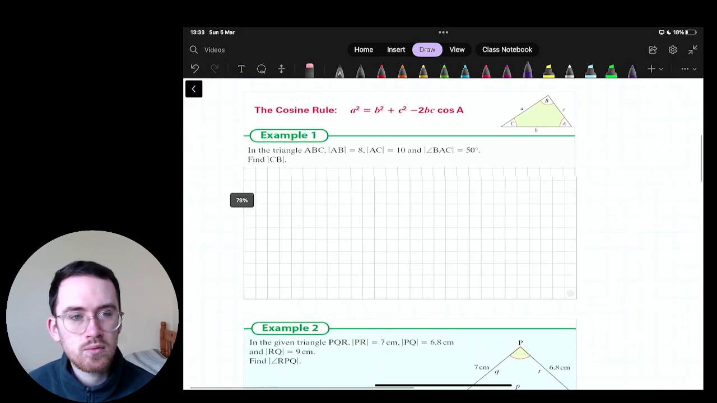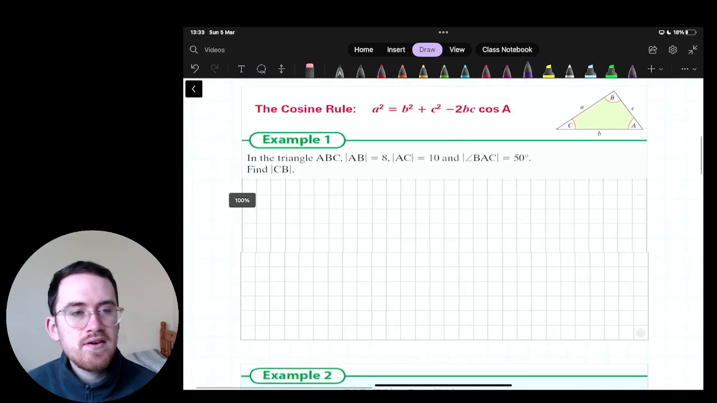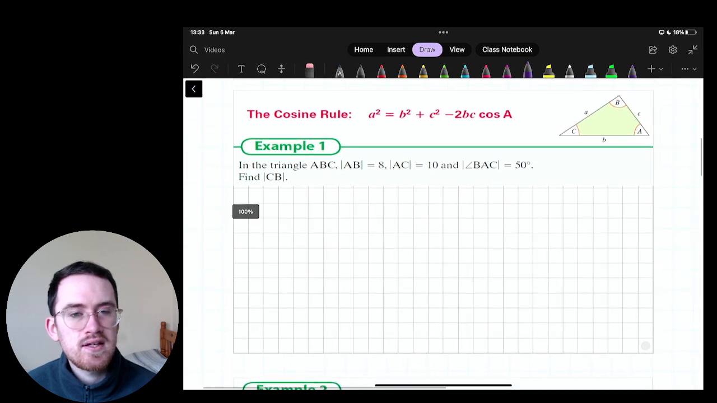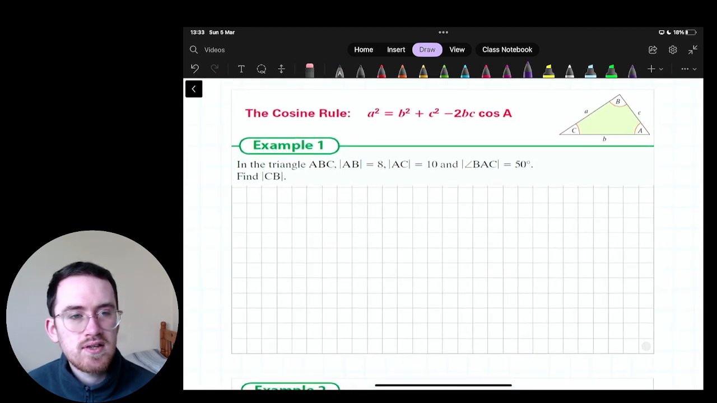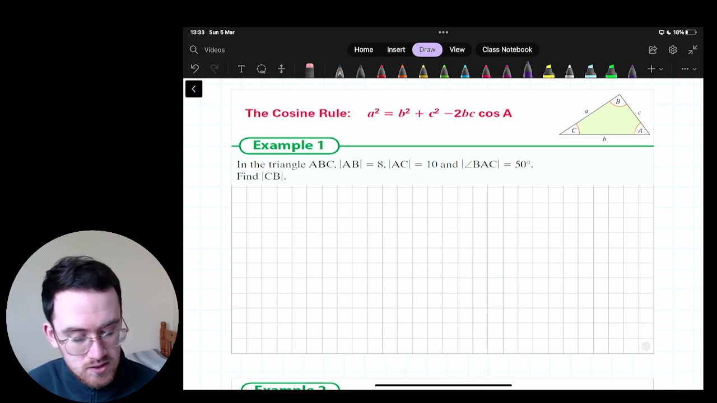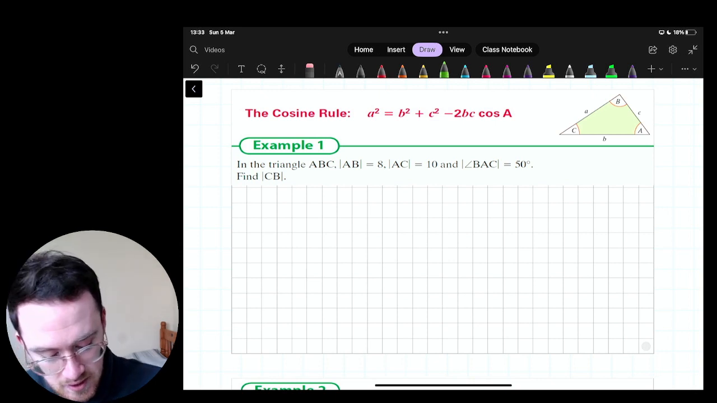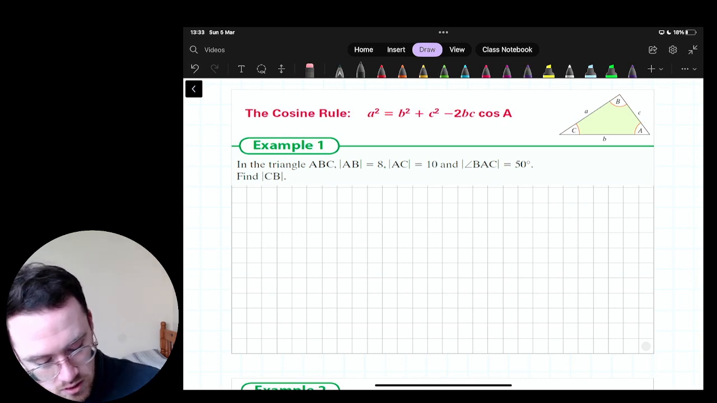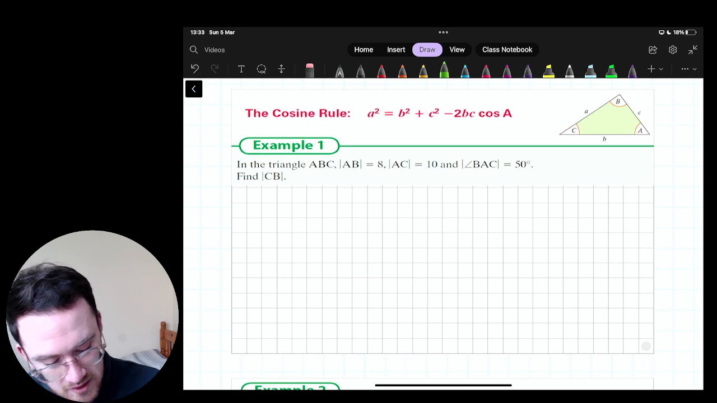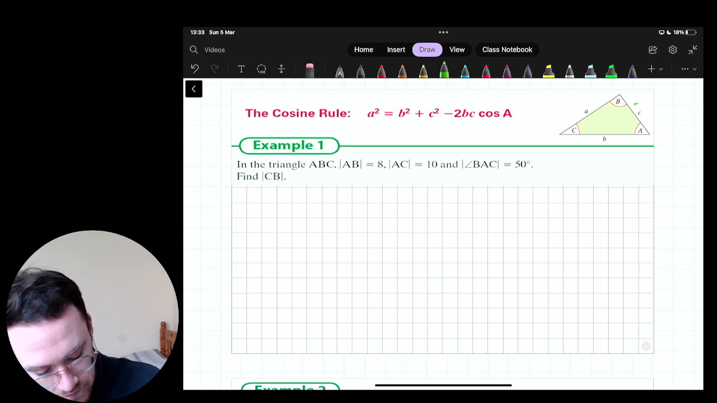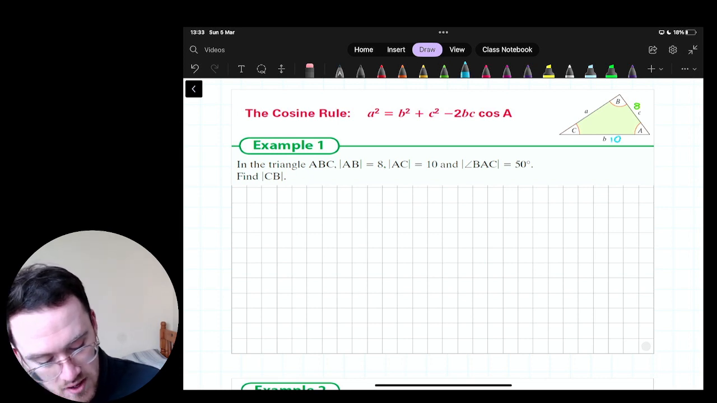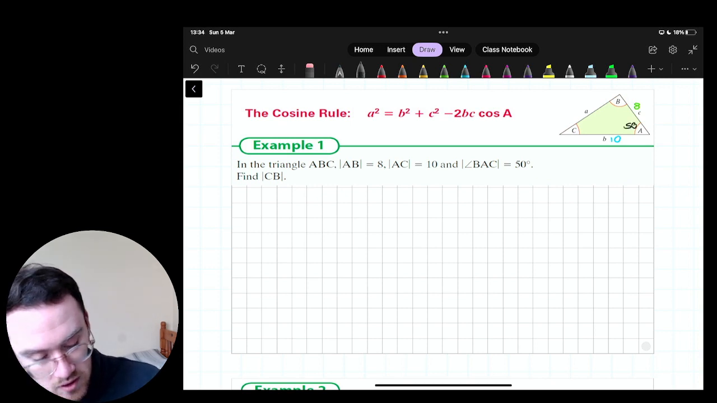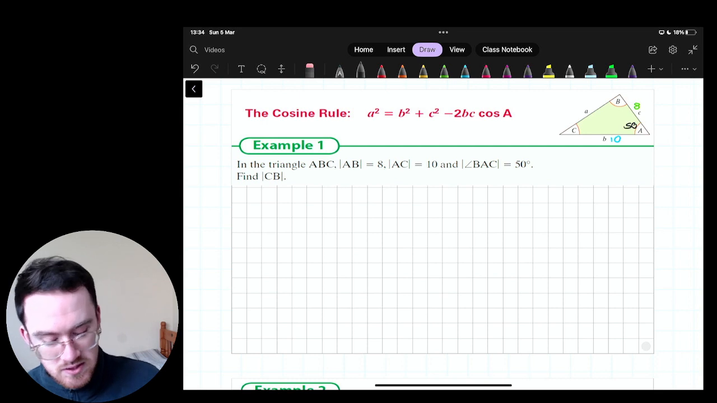So looking at how it works in practice, if we're given a triangle like this one, where we're given the side of AB, we're given AC, and we're given the angle, we need to find CB. So let's just kind of label everything as best we can. I'll use the sketch that's there. So side AB is 8, so that's here. Side AC is 10, that's here. BAC is 50, which is this one here. And what we're looking for is CB, which is side A here.